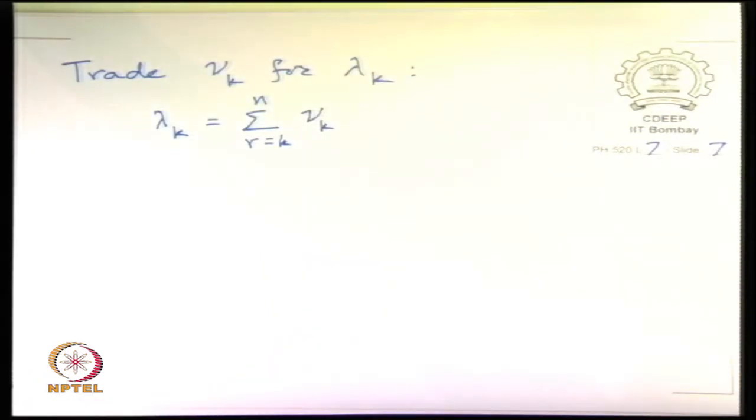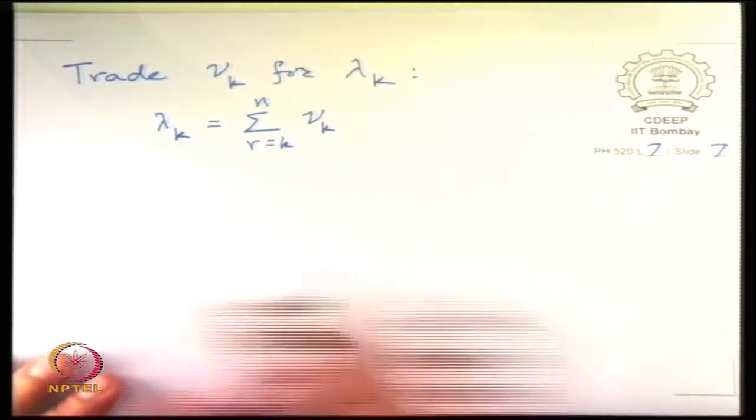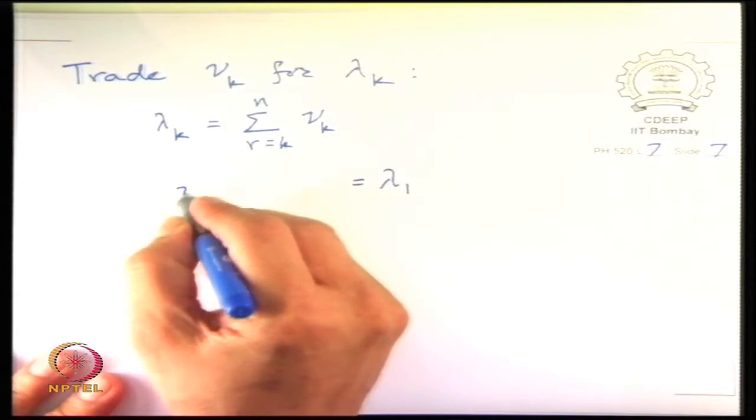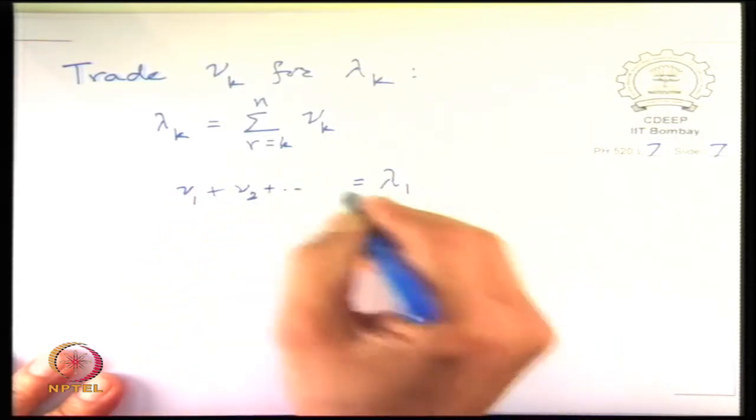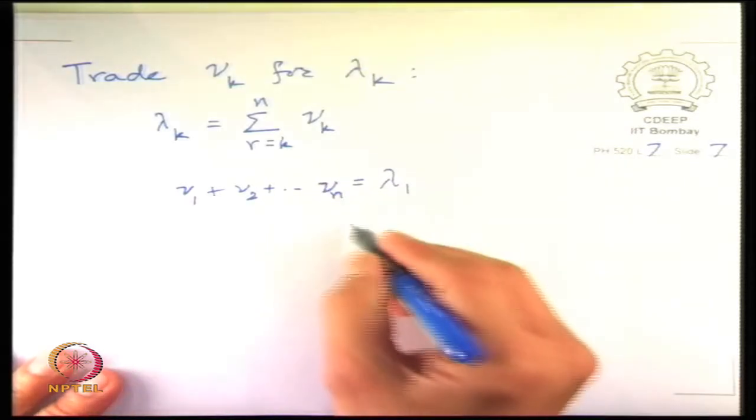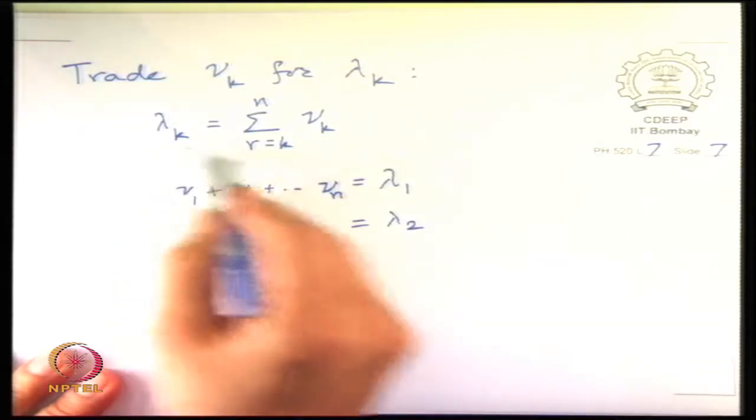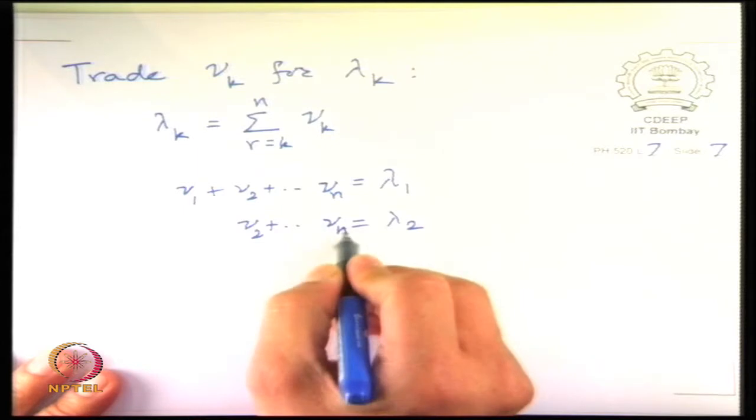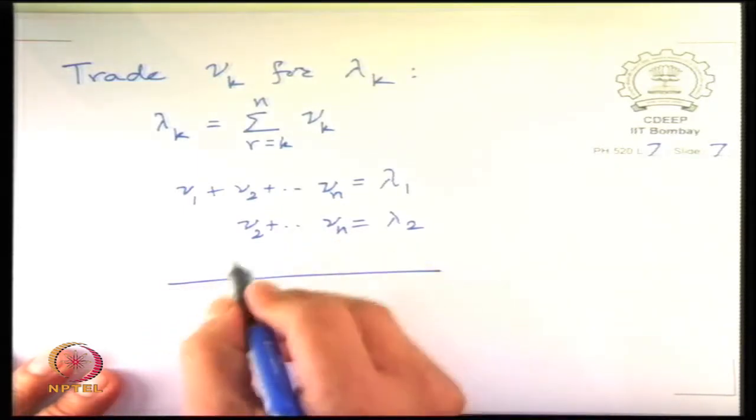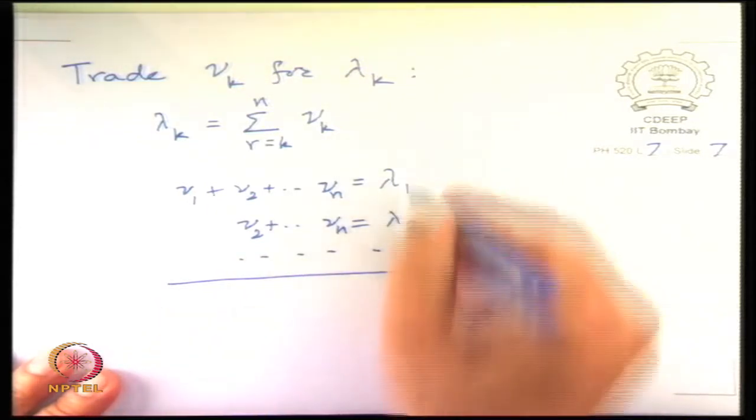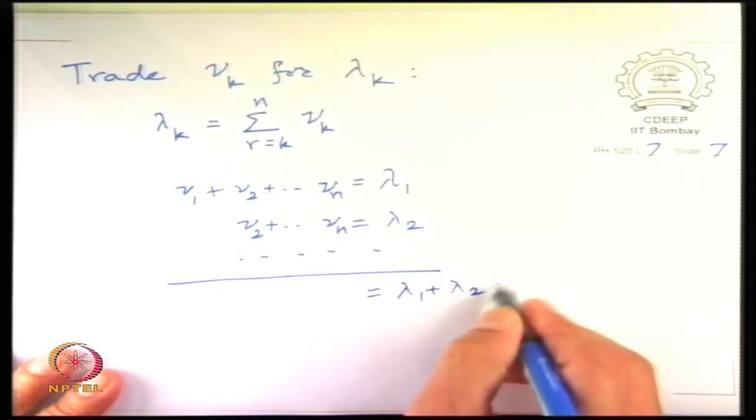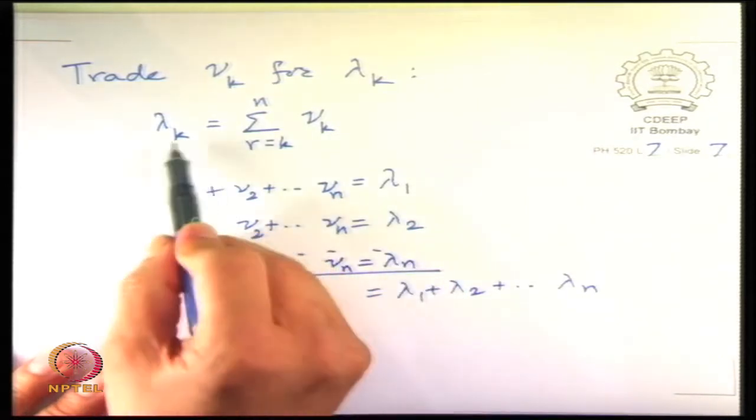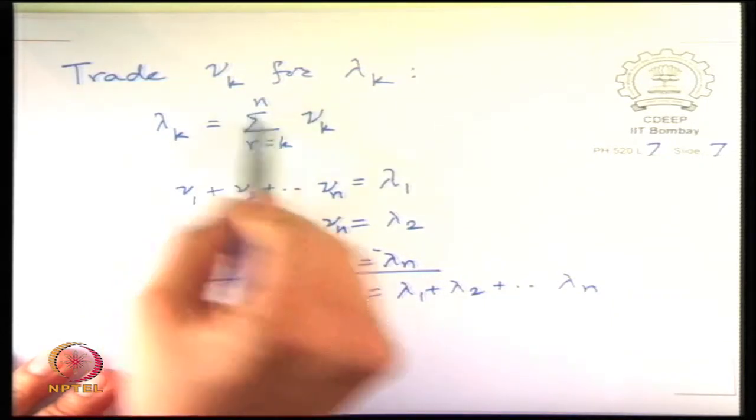Now this may look a little silly, why are we doing this? What happens as a result is that lambda 1 is equal to nu 1 plus nu 2 plus up to nu n. Then lambda 2 starts with r equal to 2 and goes upward, so it is equal to nu 2 plus up to nu n, and so on. The last entry will be lambda n equal to nu n, because the summation has to start with n and end with n.